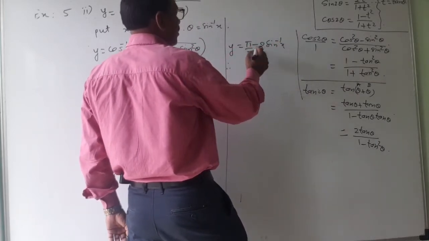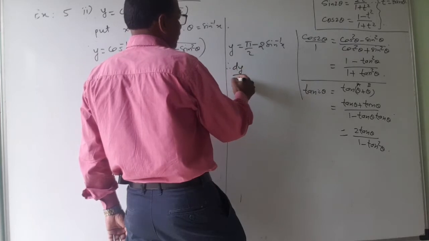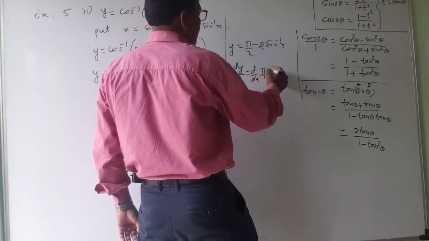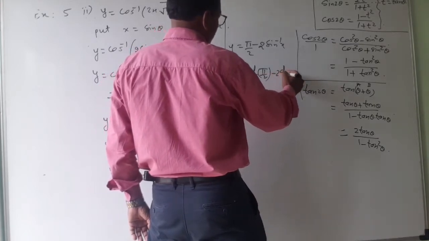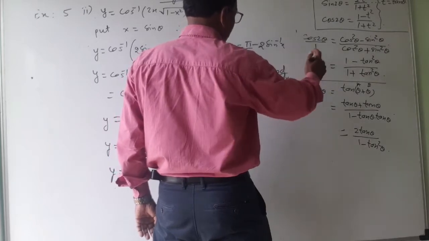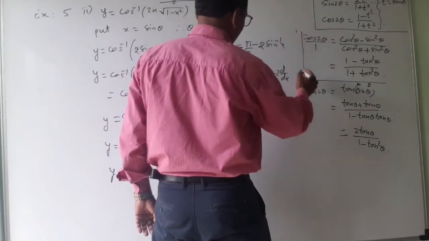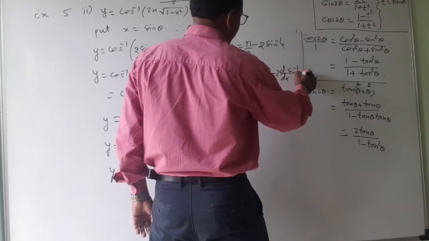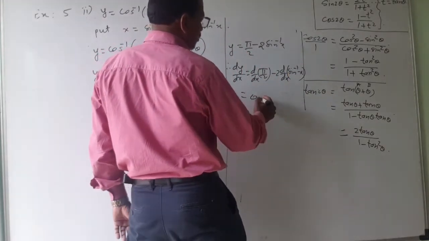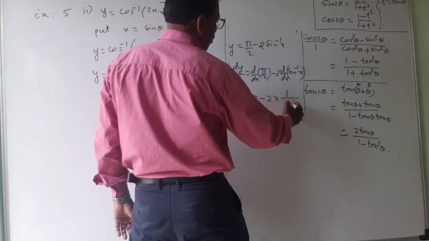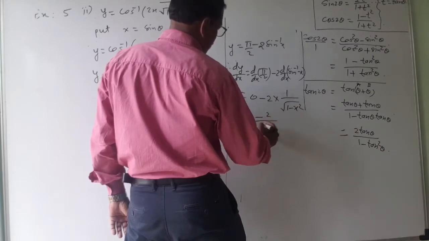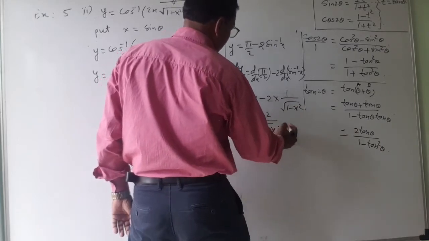Therefore, dy by dx I have to find. Dy by dx is equal to d by dx of pi by 2 minus 2 into d by dx of sine inverse x. So that is equal to, this is the constant, derivative is 0, minus 2 into 1 upon root of 1 minus x square. And overall answer will be minus 2 upon root of 1 minus x square.